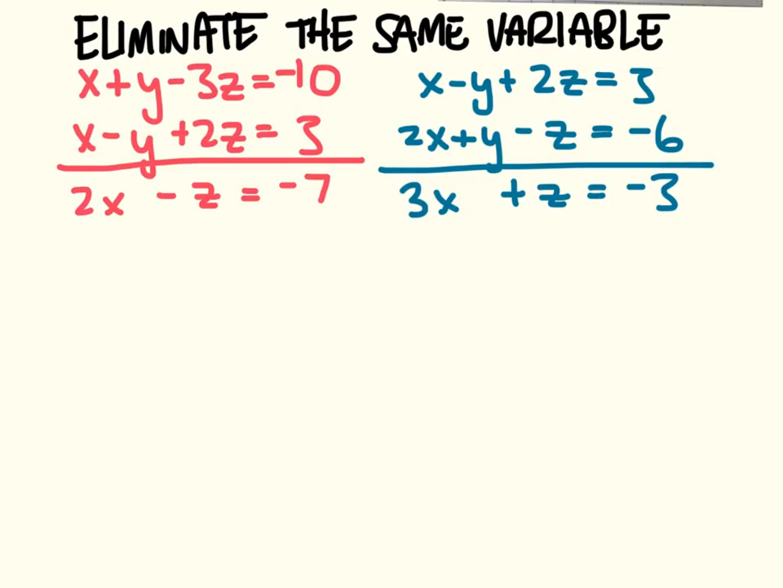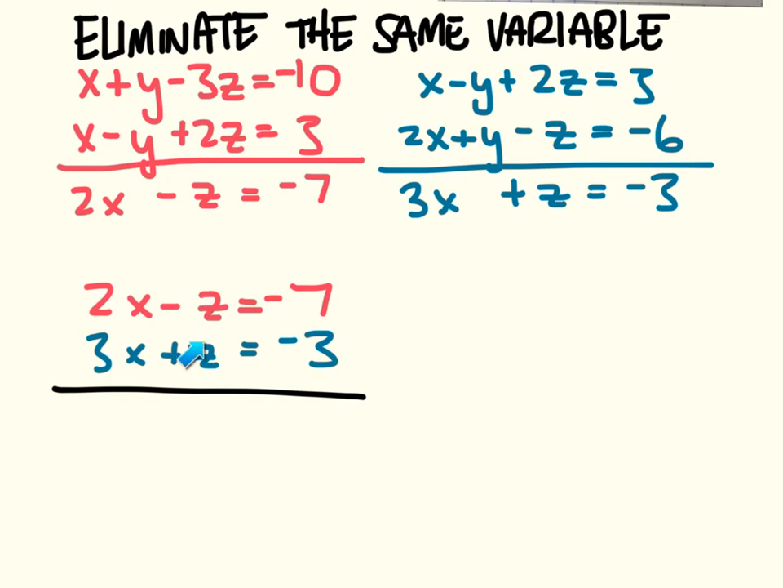Alright, so now, since we eliminated y's, now I just have two equations with two variables. Anytime you have that, you can just use normal elimination or substitution, whatever, and solve this system for these two variables. So we have 2x minus z equals negative 7, and 3x plus z equals negative 3. Now again, this is just working out really nice for us. Look, the z's are going to cancel each other right off the bat. So we have 5x is equal to negative 10, so x must equal negative 2.